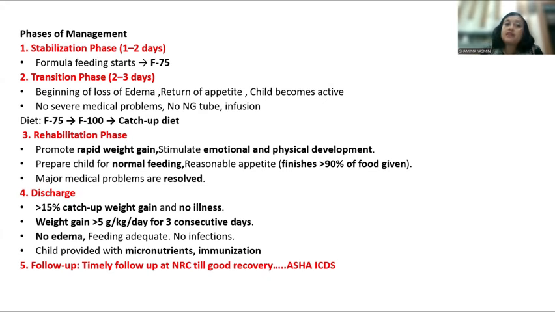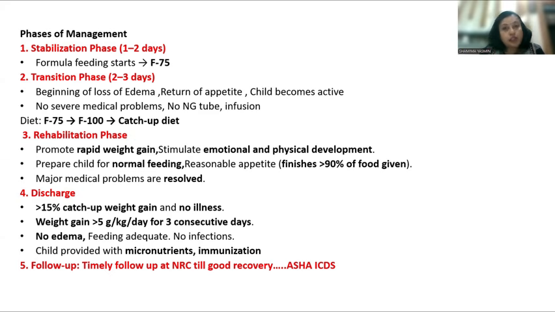The next phase is the transition phase, where the child is a little more active, the appetite has returned, the edema has gone, the medical problems have gone, an NG tube is not required, and the child is feeding on his own. So we shift from F75 to F100, the catch-up diet, and we can give food every 4 hours. The third phase is the rehabilitation phase, when the baby is gaining weight.